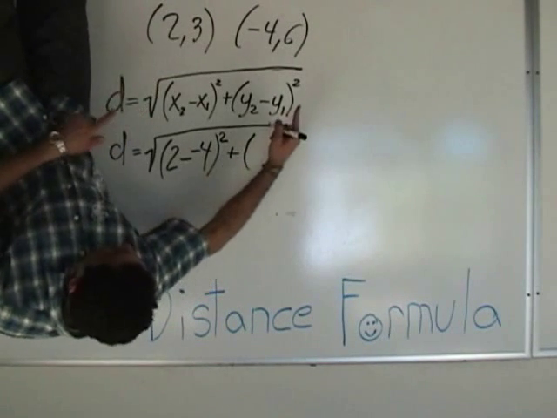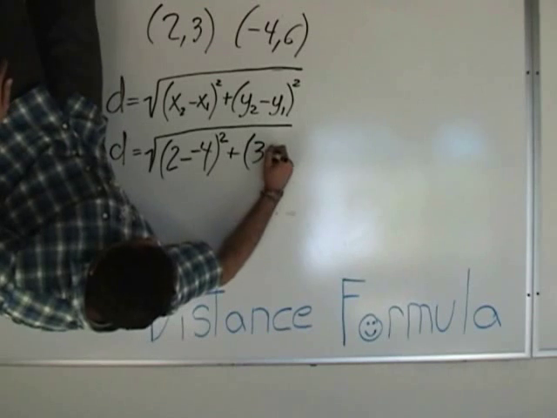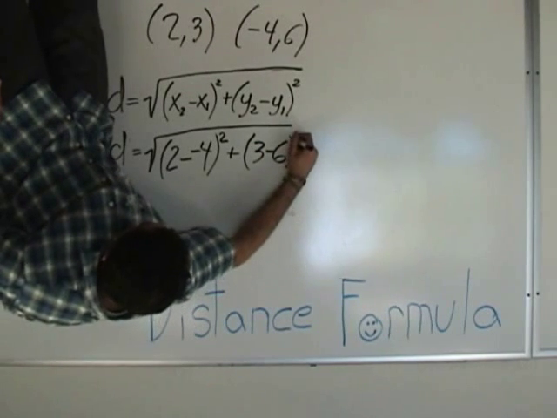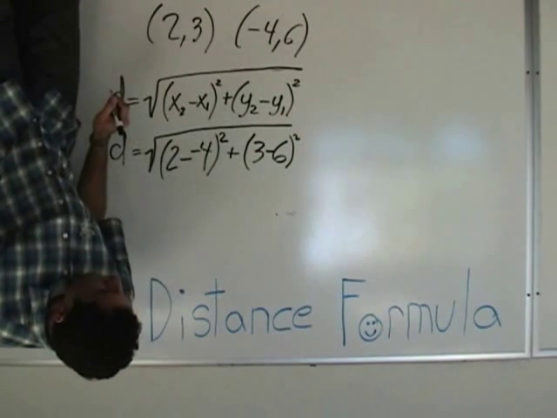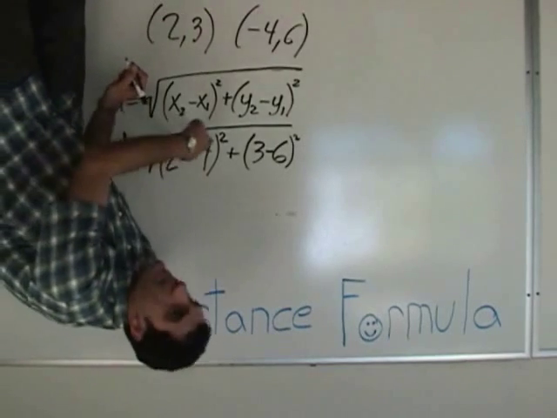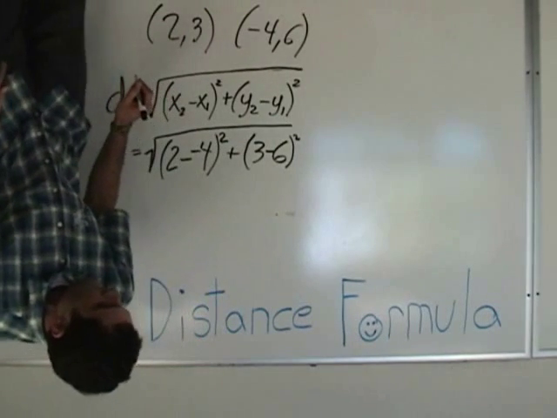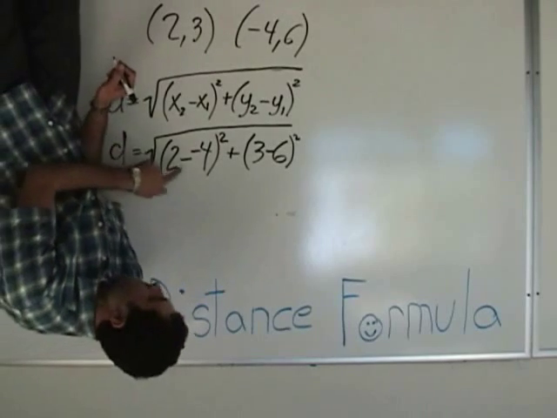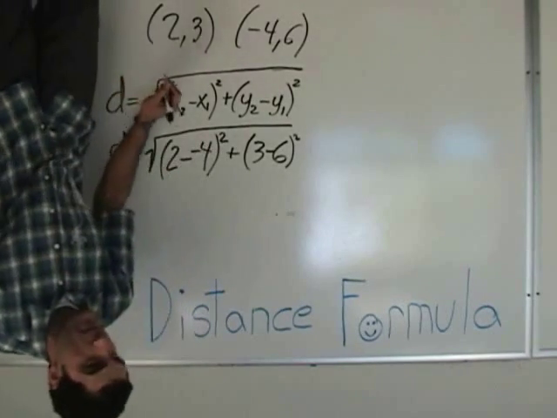So we went from 2 to negative 4. Now we're going to do 3 minus 6, squared. Okay. So you said it right. This is 6 squared. What's 6 squared? 36. So I'm going to write it.